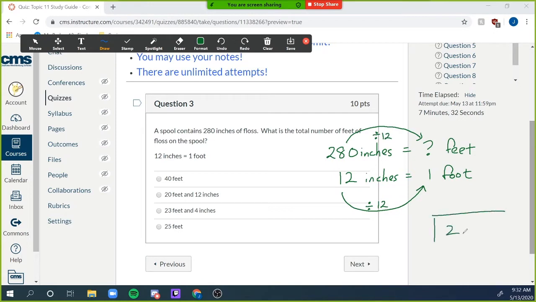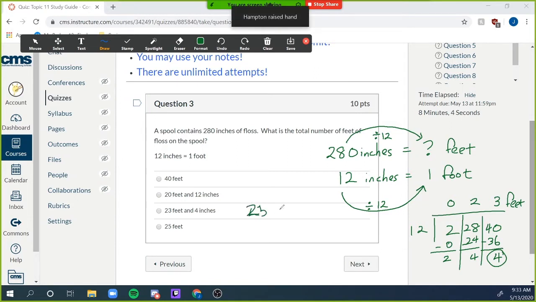So I'm going to go ahead and write that out here. 280 divided by 12. 12 goes into 2 0 times. It goes into 28 twice. And it goes into 40 3 times. And then we have a remainder of 4. So it's going to be 23 feet, and then we have 4 inches left over. So the answer is going to be 23 feet and 4 inches.